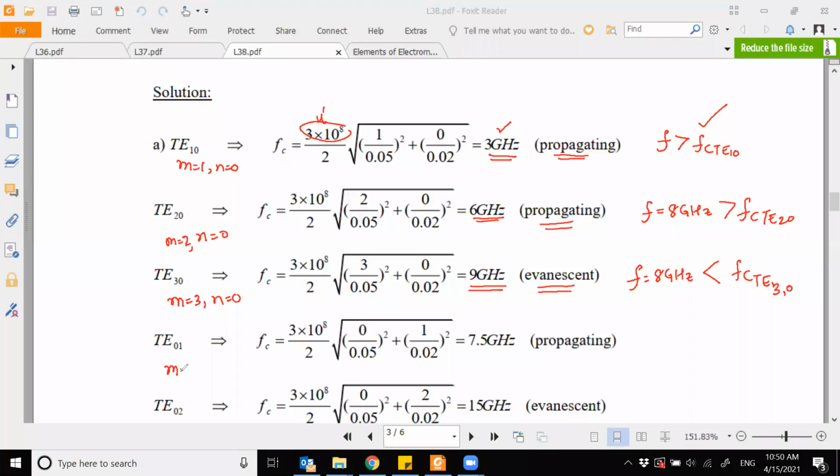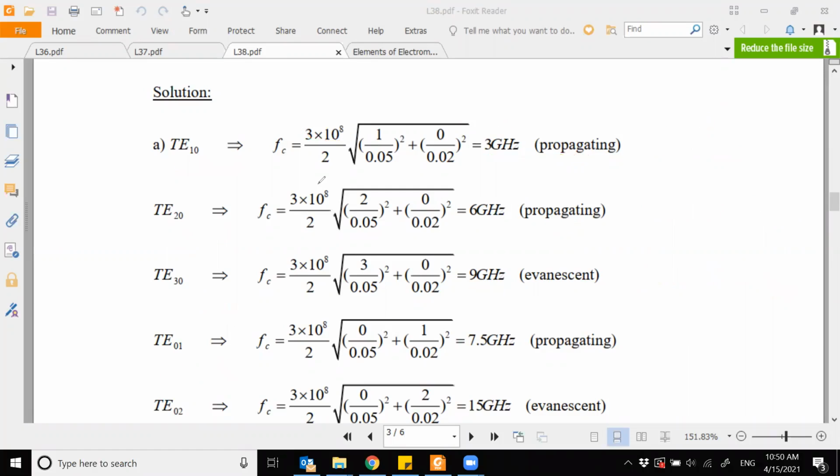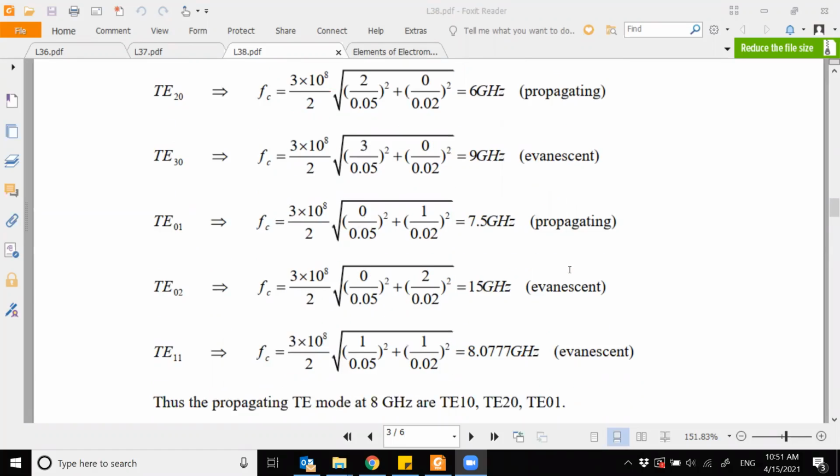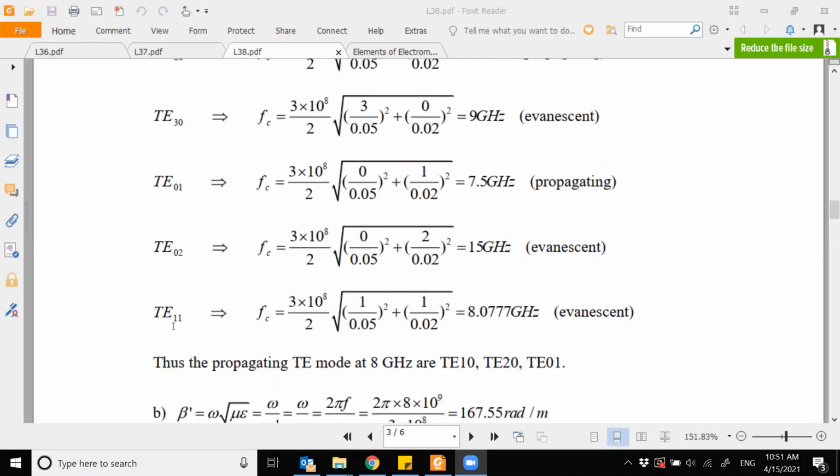Then I keep m as 0 and change n to 1. Continuing, with m equal to 0 and n equal to 1, I see 7.5 gigahertz. My operating frequency is 8, which is greater than 7.5, and therefore it propagates. Then I keep m equal to 0 and change n to 2. It becomes 15 gigahertz, which is much higher than my operating frequency of 8 gigahertz. So it is evanescent. Then I make m equal to 1 and n equal to 1. This frequency is again greater than my operating frequency of 8 gigahertz, so it becomes evanescent.